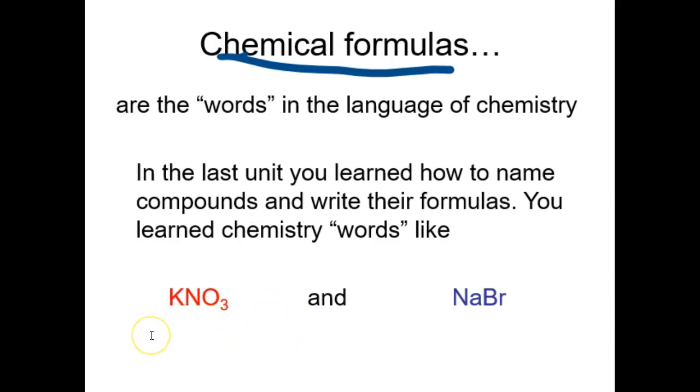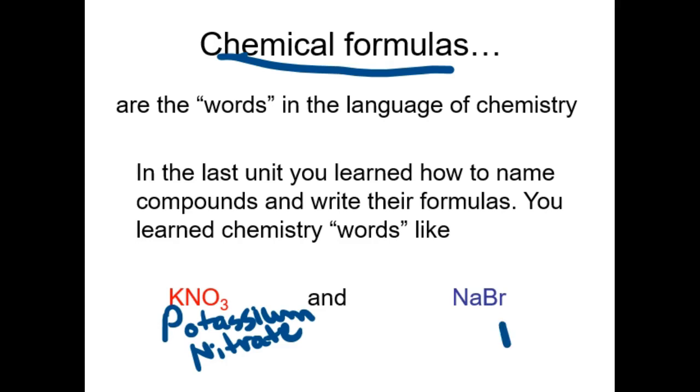So we use KNO3 for potassium nitrate. And if you're not sure, remember K for potassium. And what's left over is NO3, more than one element. So you go to the back of your periodic table and you find out that NO3 is nitrate. And here we have two symbols, and this is sodium bromide. Remember, the second one always goes to IDE if there's only two. Okay, so just some review.